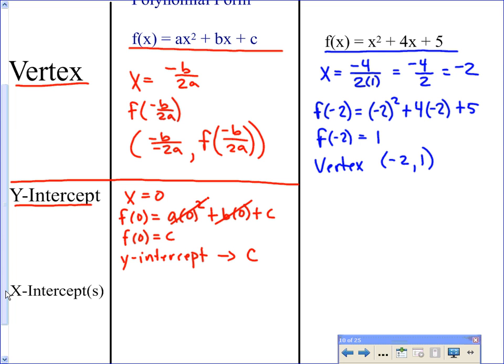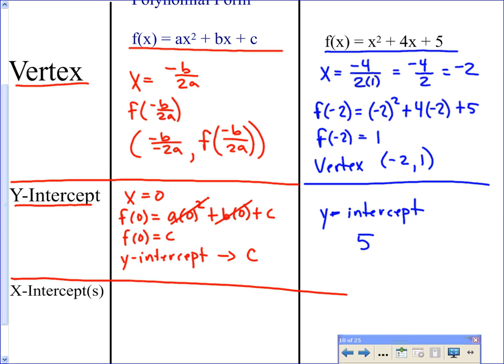Okay, so let's come over and look at our example that I have here. For this example, f of x, my y-intercept is just going to be c, and c in this case is 5. All right, and now let's try our x-intercepts.